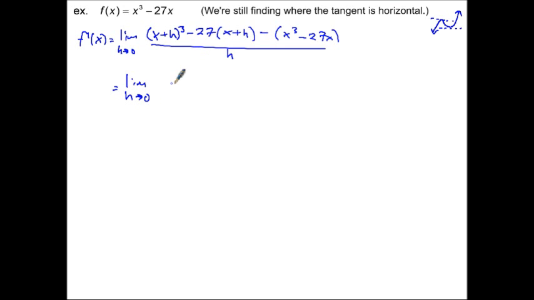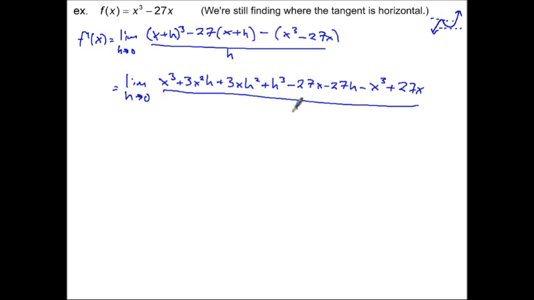So again, this just works out to be x to the third plus 3x squared h plus 3x h squared plus h to the third, minus 27x minus 27h minus x to the third plus 27x. Kind of a mess, but there it is, and that's all over h. Again, take out some good red canceling ink. X to the third, negative x to the third, positive 27x, negative 27x will go away.